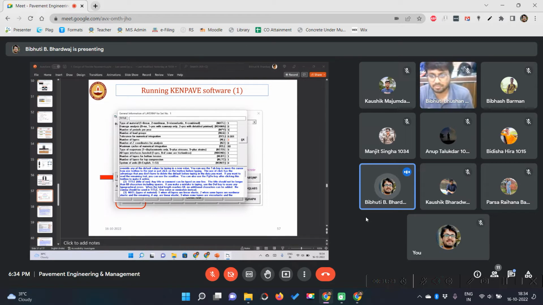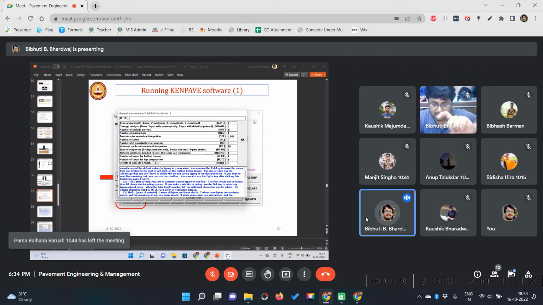Number of layers, by default it is 3. Let it be 3 only, because the first layer is the bituminous mix, which is combination of surface and binder. The second layer is granular layer, which is combination of base and subbase. And the third layer is subgrade, which is basically soil, right? So bituminous mix, granular layer, and then soil subgrade. 3 layers.